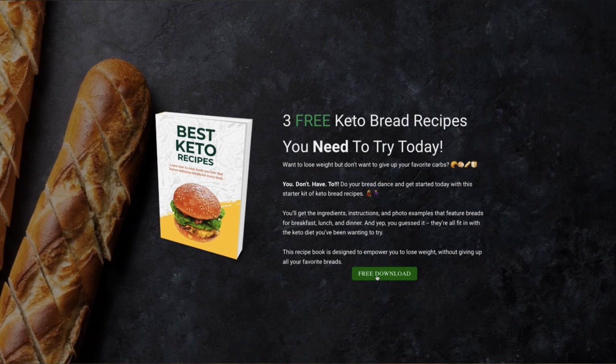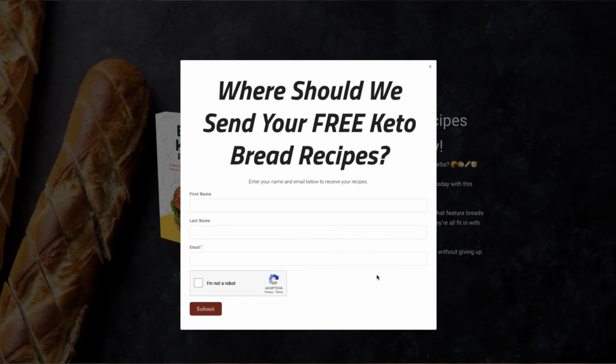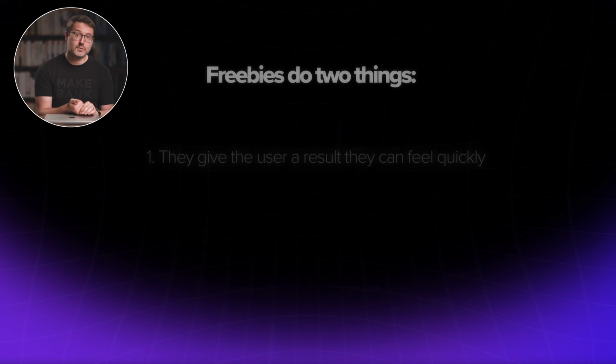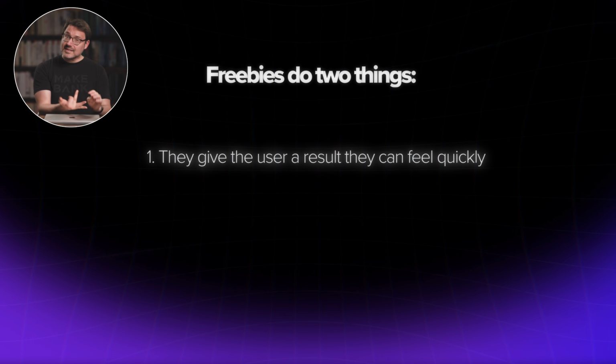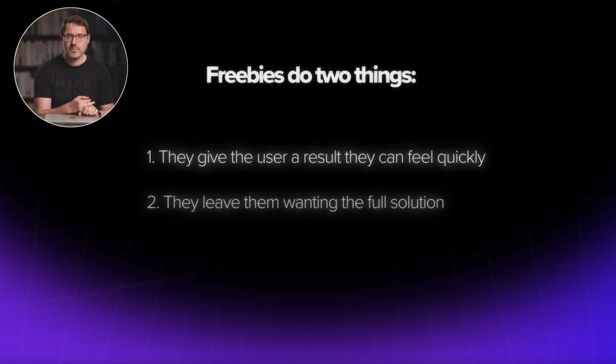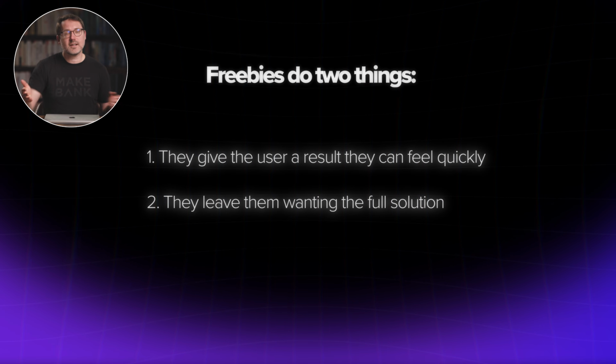So if your customer is on social media, they are not usually there to buy something. That means your first job isn't to force the sale right away. Instead, you should offer them something useful enough to stop the scroll and create interest. That could be a free template, a recipe, a mini plan, a personality test, a cheat sheet, or some other quick win. The best freebies will do two things. They give the user a result they can feel quickly, and they leave them wanting the full solution. Once that happens, the sales page feels like the next natural step instead of a hard pitch.